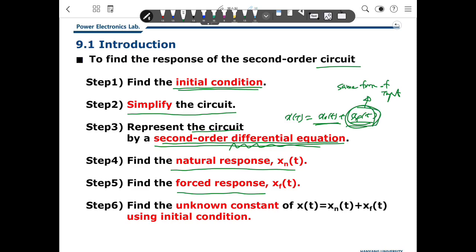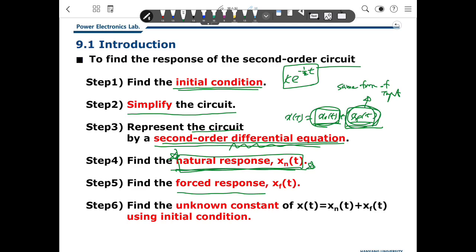So this is not difficult, but the natural response is a little complicated because of the characteristic equation. In a first order circuit, the solution of the natural response is the general form of K exponential minus t over tau. In the case of a second order differential equation, it will be a little bit more complicated, so it will be a burden to approach this in the analysis of electric circuits.